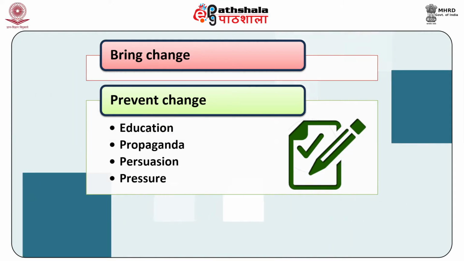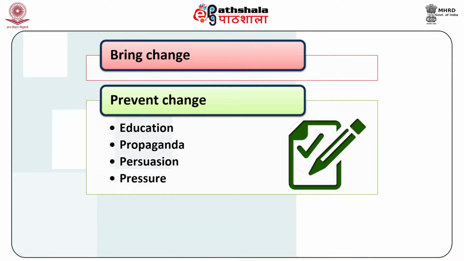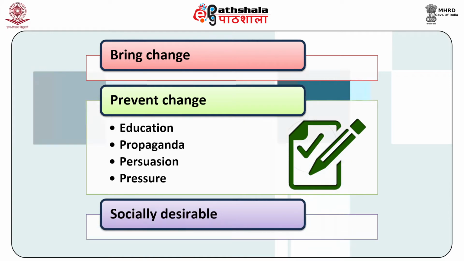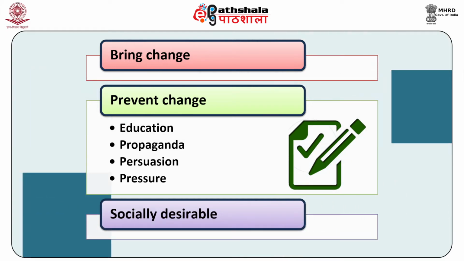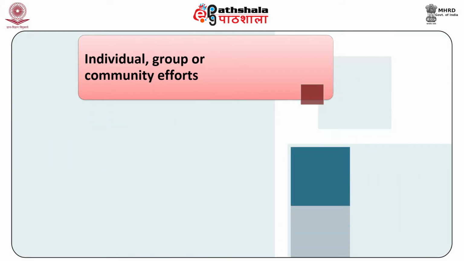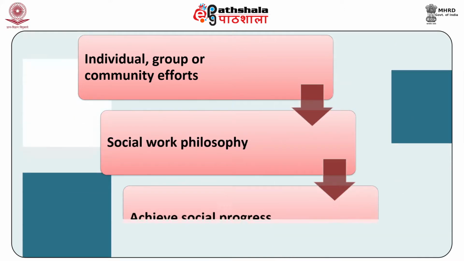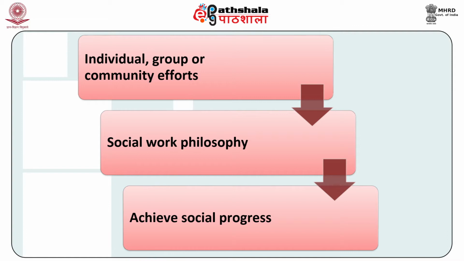social practices or situations through education, propaganda, persuasion, or pressure on behalf of objectives believed by the social actionists to be socially desirable. Friedlander in 1977 defined social action as individual, group, or community efforts within the framework of social work philosophy and practice that aim to achieve social progress, to modify social policies, and to improve social legislation and health and welfare services.